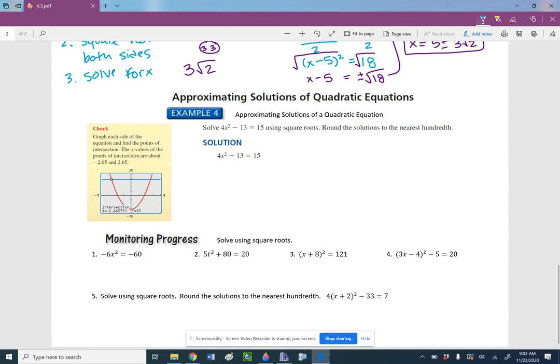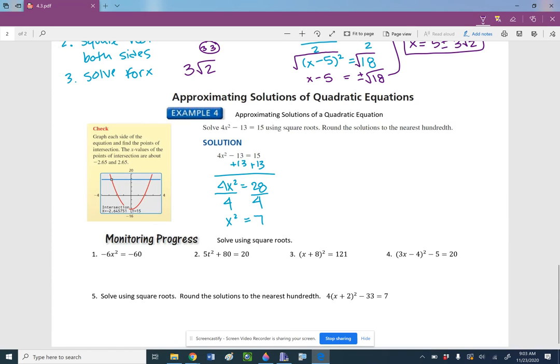All right, our last example, we're going to talk about approximating solutions, so finding the actual numbers, and we can use our calculator for this. But first we need to solve for x. So when we're given 4x squared minus 13 equals 15, we still need to solve for x, so let's add our 13 over. We get 4x squared equals 15 plus 13 is 28. And we need to divide by 4. So we're going to get x squared equals 7.